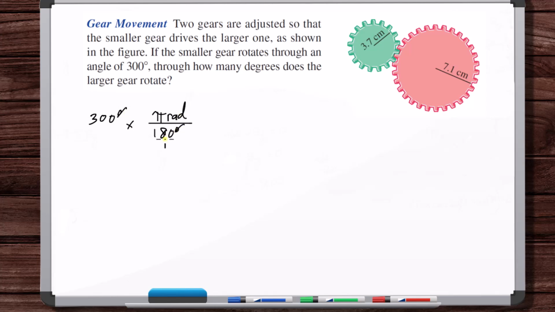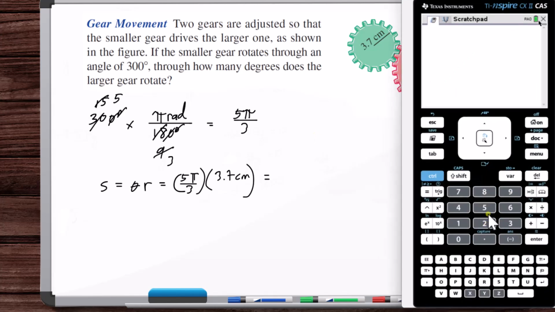So degrees cancel. 30 divided by 2 is 15. 18 divided by 2 is 9. 15 divided by 3 is 5. 9 divided by 3 is 3. So 5 pi over 3. Okay, so what arc length is that? Well, S is equal to theta R, so that's 5 pi over 3. They're referring to the smaller gear, so 3.7 centimeters. So 5 times 3.7 times pi divided by 3.